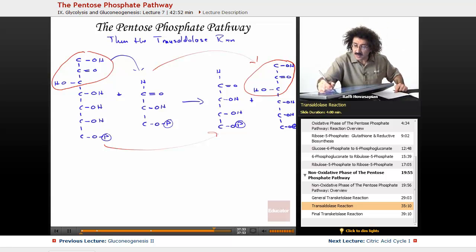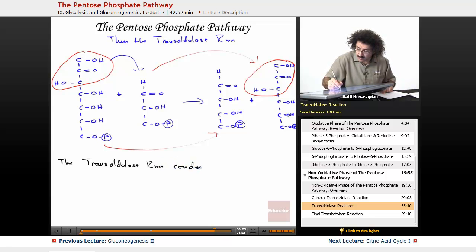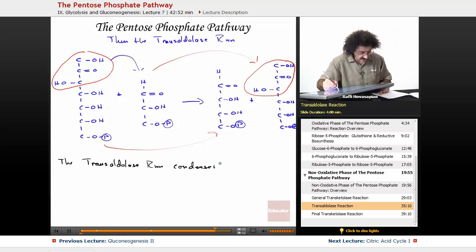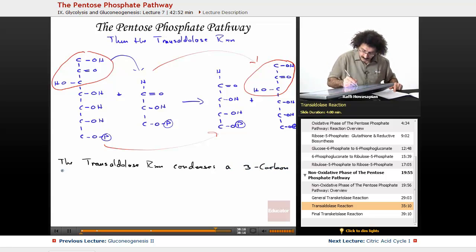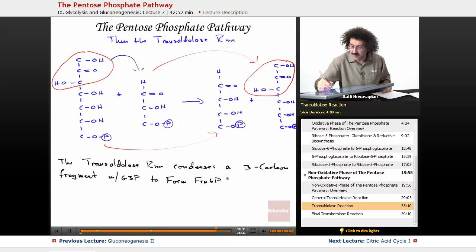Okay, so now let me go ahead and write. The transaldolase reaction condenses, right? When we put molecules together, it's a condensation reaction. It condenses a 3-carbon fragment with the glyceraldehyde 3-phosphate to form our fructose 6-phosphate. So here we have fructose 6-phosphate.